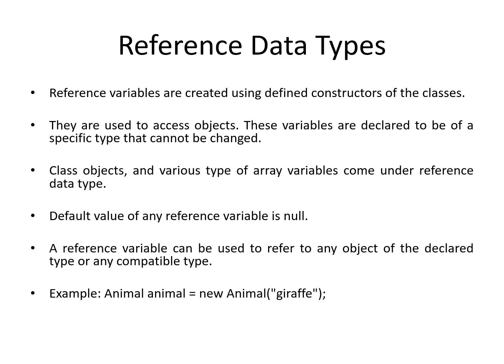A reference variable can be used to refer to any object of the declared type or any compatible type. For example, Animal animal equal to new Animal giraffe. Here, animal is actually the object and it is known to be the reference variable.